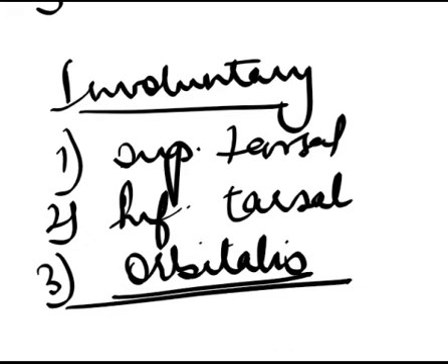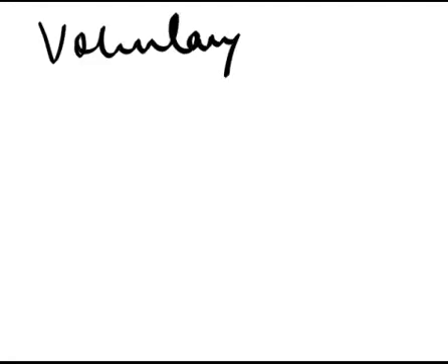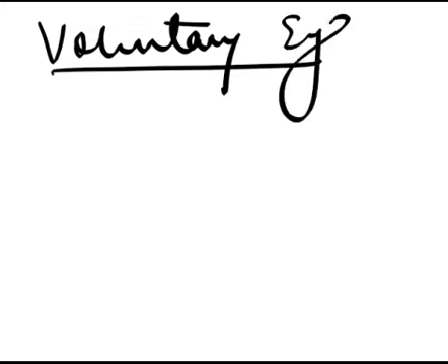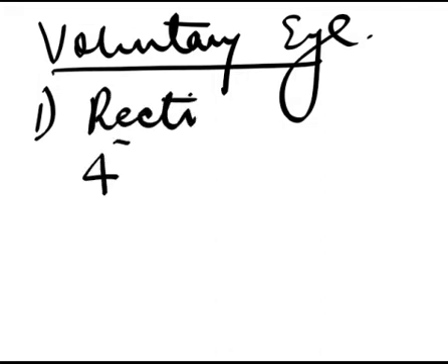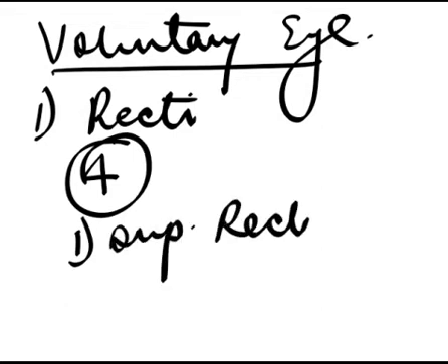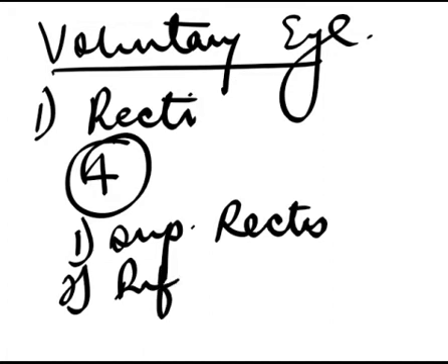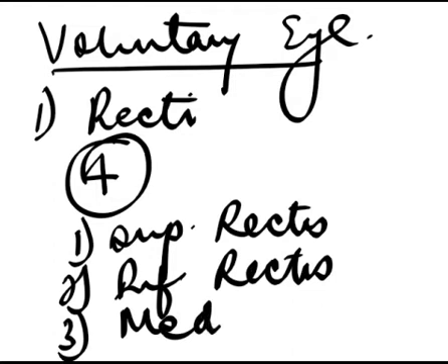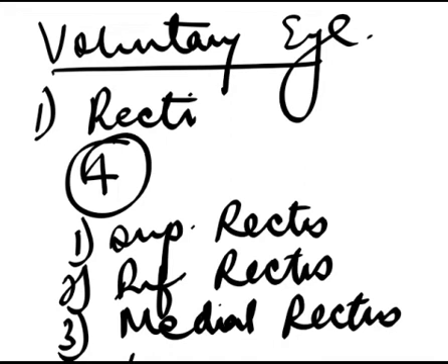Right, now coming to the voluntary muscles of the eye. The first one are the recti. There are four recti in total. First one is the superior rectus muscle, second one inferior rectus muscle, third one the medial rectus, and I know you have guessed the fourth one, that is the lateral rectus.